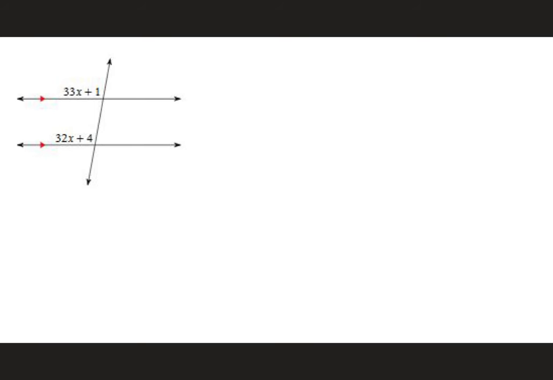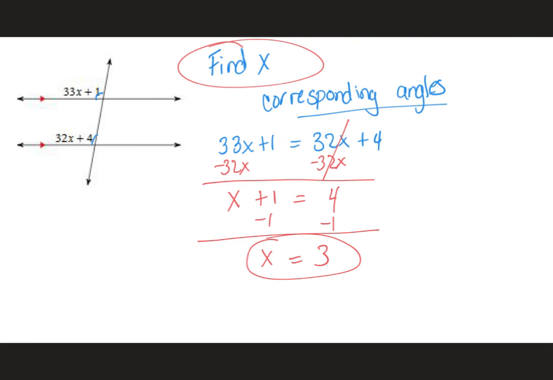You should look at this problem, pause the video, and then try to solve, and then press play to see if you got it correct. So you may pause your video now. The answer to this problem would be x equals 3. If I wanted to find the angle measure, again, you would replace x with the number 3 in any expression to solve for the angle measurement.